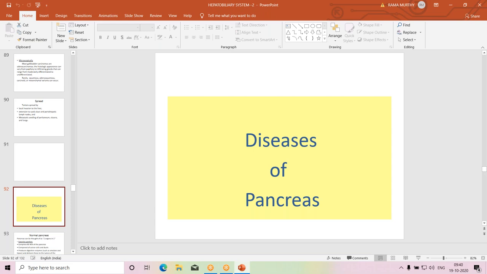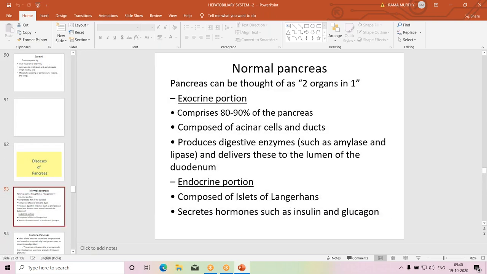Now we go to the diseases of the pancreas. Pancreas is another important structure related to the gastrointestinal tract. It is actually an organ with two types of tissues: an exocrine portion and an endocrine portion. Pancreas is a leaf-like structure. There are 3 parts: head, body, and tail. The head is seen in the duodenal loop, and the tail is close to the spleen. In between you find the body of the pancreas.